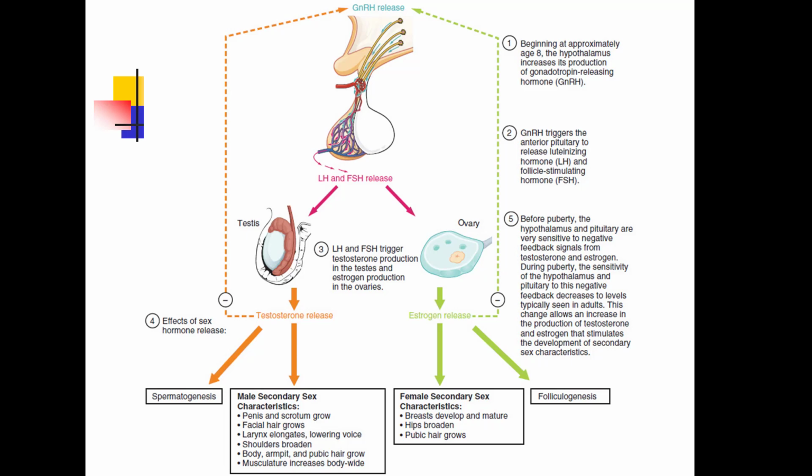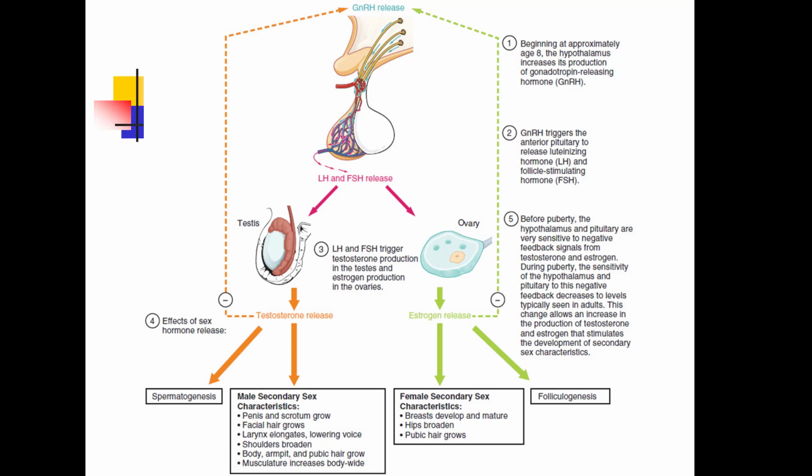This is a chart that shows the influence of gonadotropin releasing hormone. Beginning at approximately the age of 8, the hypothalamus increases its production of gonadotropin releasing hormone. Gonadotropin releasing hormone triggers the anterior pituitary to release luteinizing hormone and follicle stimulating hormone. Luteinizing hormone and follicle stimulating hormone trigger the production of testosterone in the testes and estrogen production in the ovaries. Then come the effects of sex hormone release, which in the male results in spermatogenesis, and in the female results in secondary sexual characteristics and folliculogenesis.